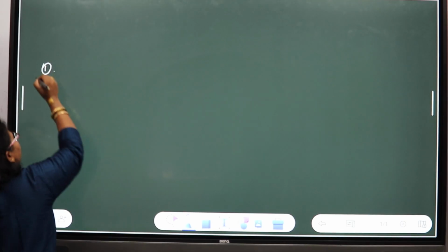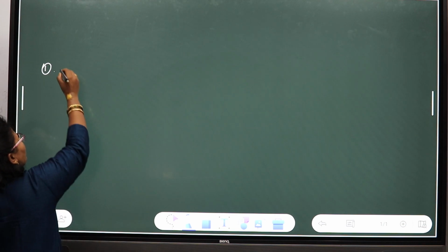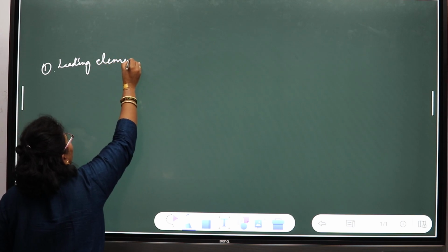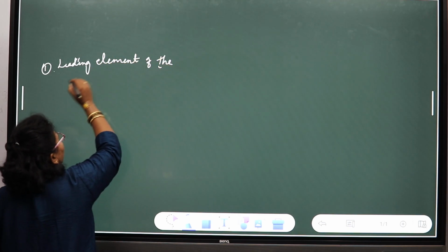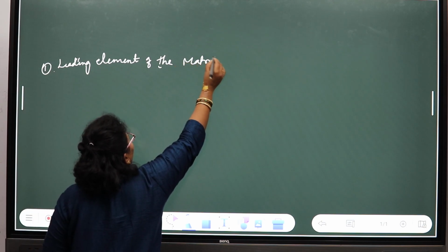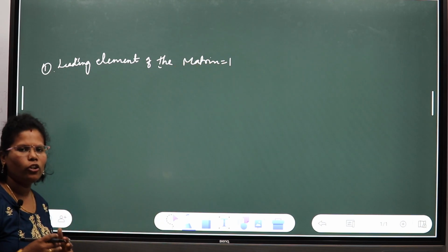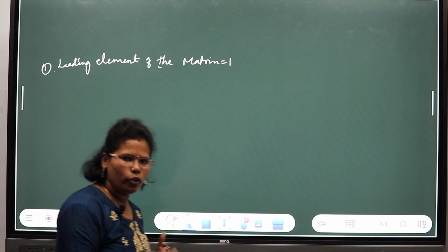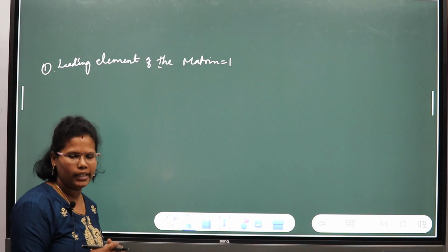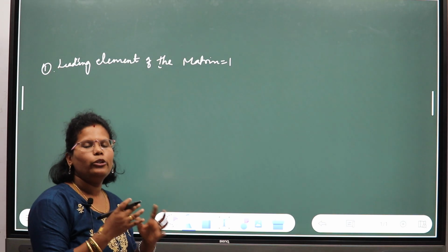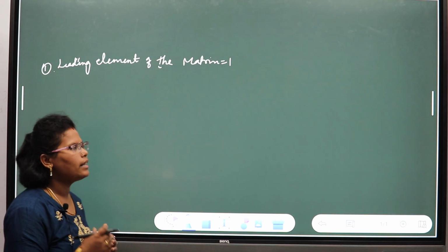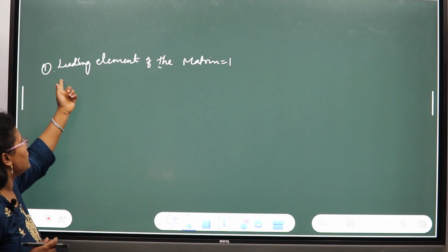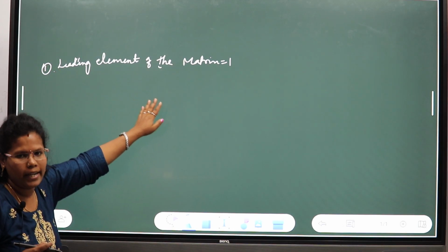So we have 3 rules over there. First rule, the leading element of the matrix must be 1. If at all your matrix has the first element as 2, I should make it as 1. Remember, we can do addition, subtraction, multiplication, division and interchange also. So all those things are applicable in row echelon form. So the first rule says that the leading element of the matrix must be 1.